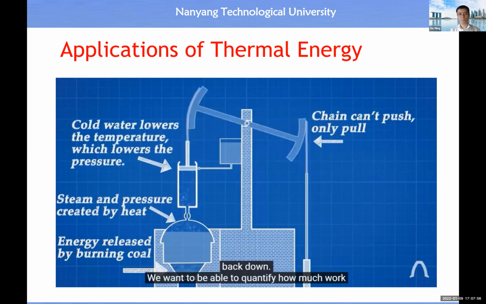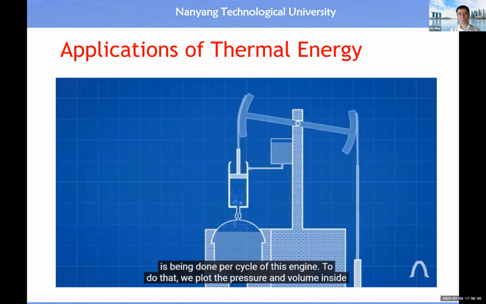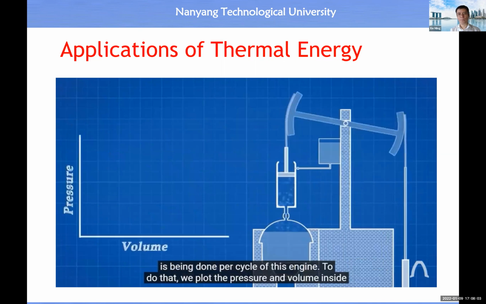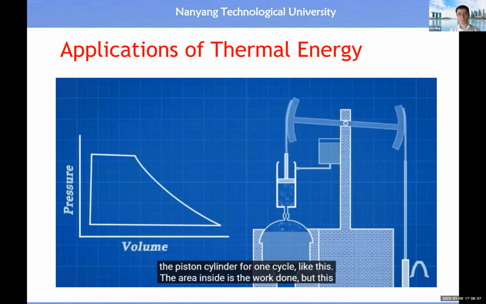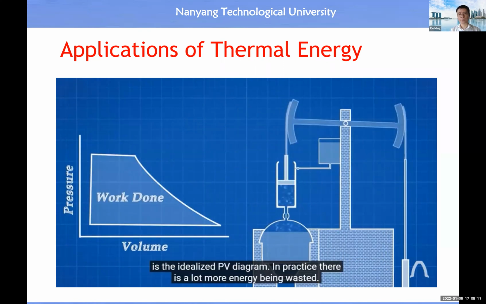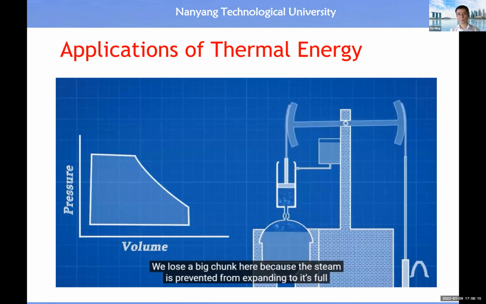We want to be able to quantify how much work is being done per cycle of this engine. To do that, we plot the pressure and volume inside the piston cylinder for one cycle, like this. The area inside is the work done, but this is the idealized PV diagram. In practice, there is a lot more energy being wasted. We lose a big chunk here because the steam is prevented from expanding to its full volume.